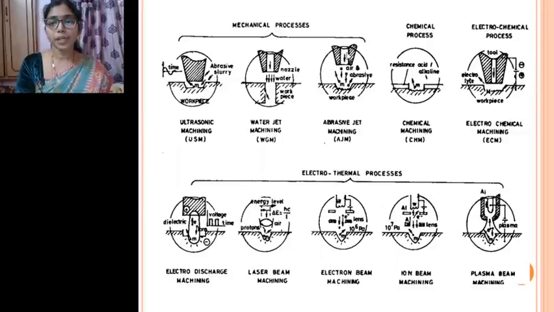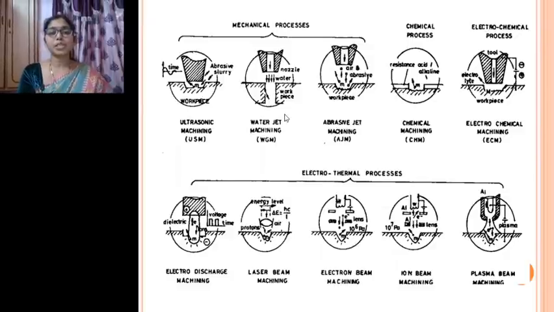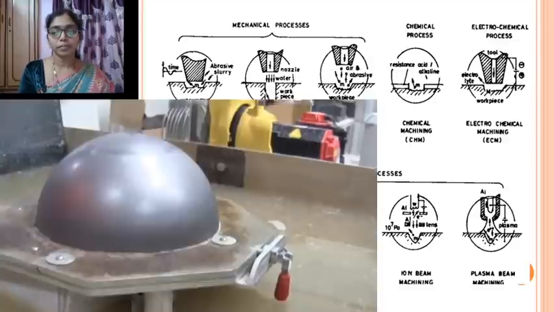Now here we are using air plus abrasive particles. That is the abrasive jet machining process. Now to increase the efficiency of water jet machining, instead of air we use water, water plus some abrasive particles. Abrasive particles are mixed, and that is called the abrasive water jet machining process. In this particular case, we'll see a video related to this.